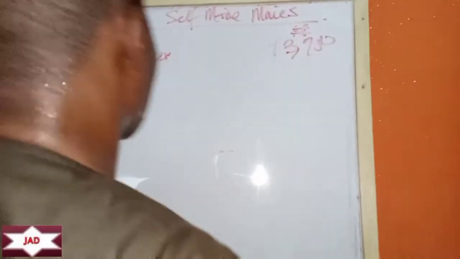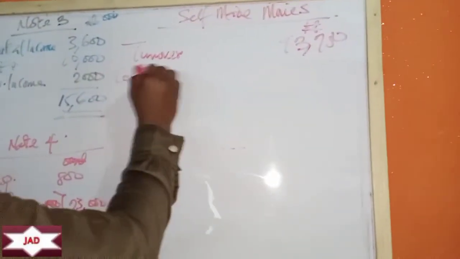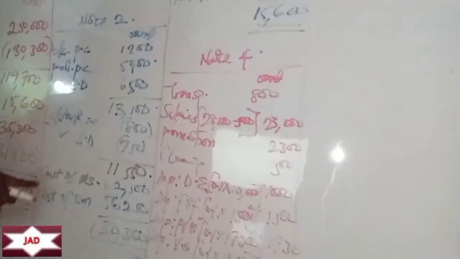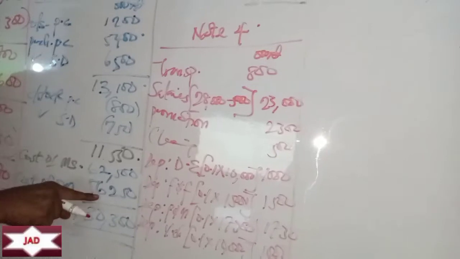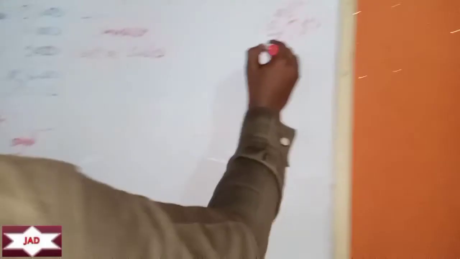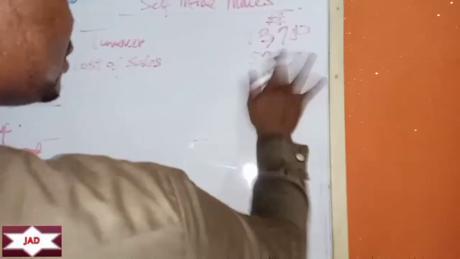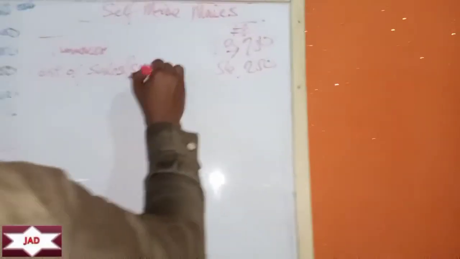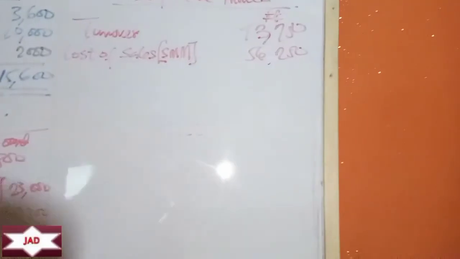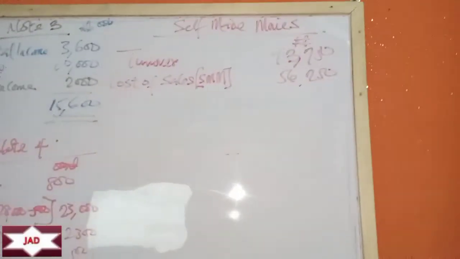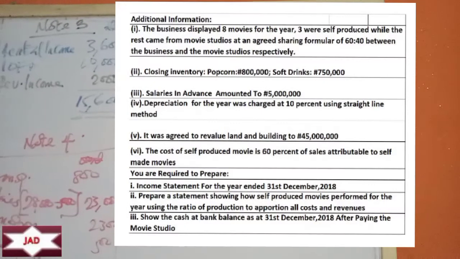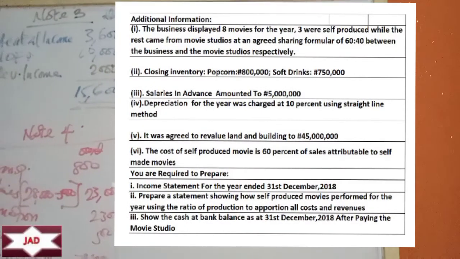93,750. Okay? So what is the cost of sales for self-made movies? We have it directly here: 56,250, right? So this is self-made movies. Remember, we have inventories as well, but that one, how do we share? They gave us a formula there. They said we should use the ratio of production to share that one.